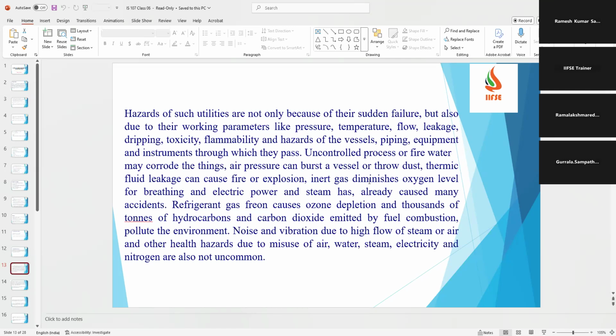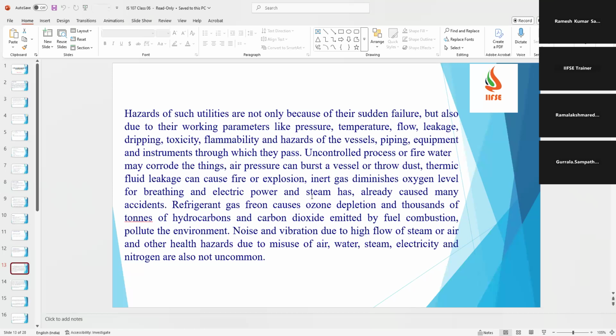And inert gas diminishes oxygen level for breathing. So diminishes in the sense it replaces. Whenever nitrogen comes in, it is heavy at the vapor density, so it will automatically take out the oxygen from the immediate vicinity, which means where the nitrogen enters, the oxygen can leave that space. Like nitrogen is a dominator. And also electric power and steam has already caused many accidents.